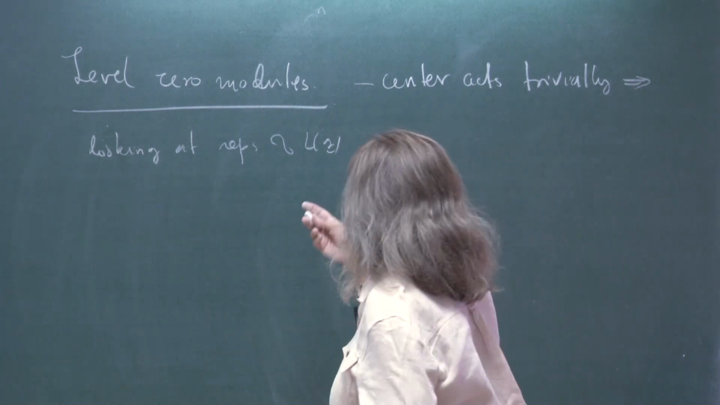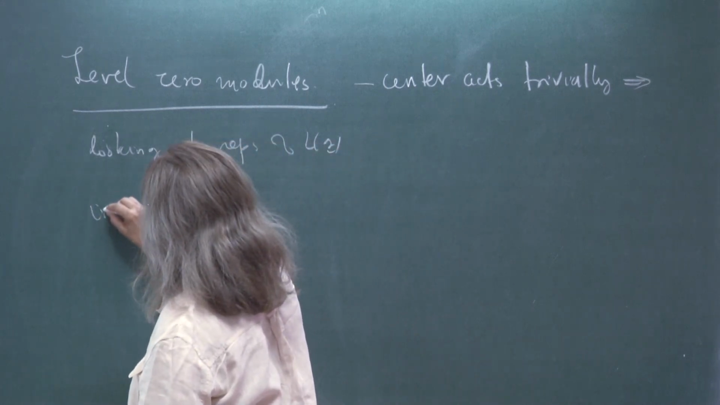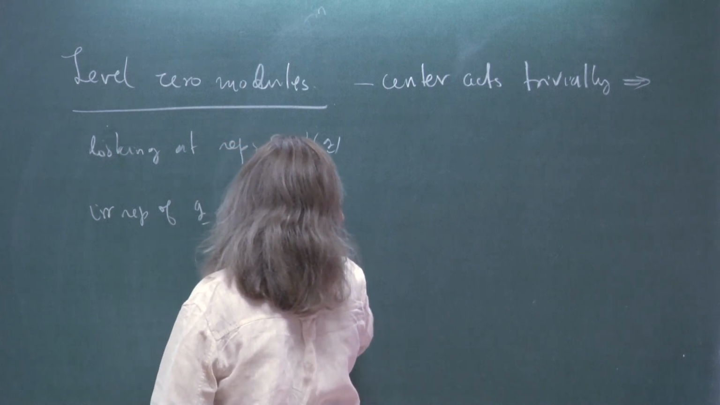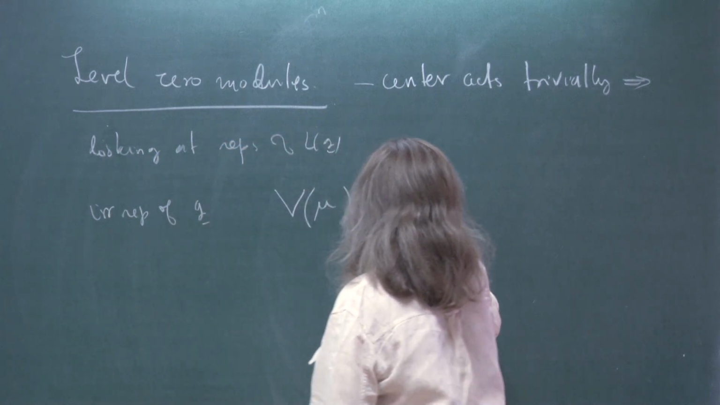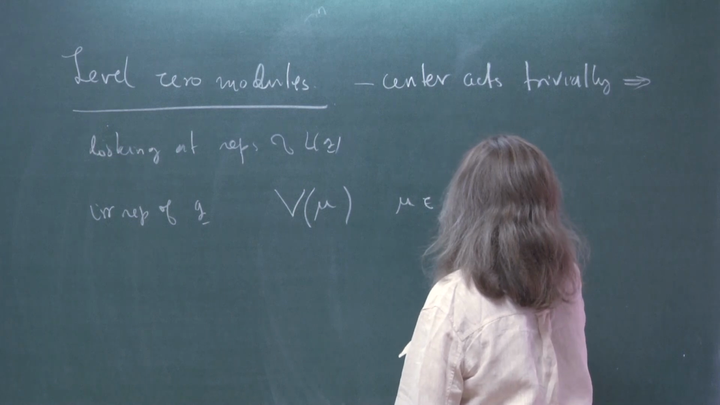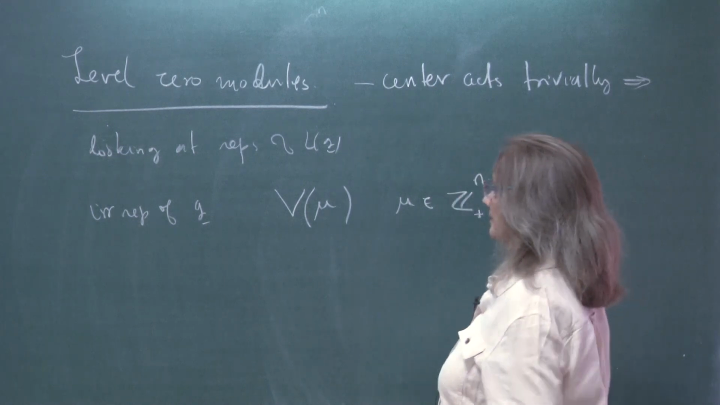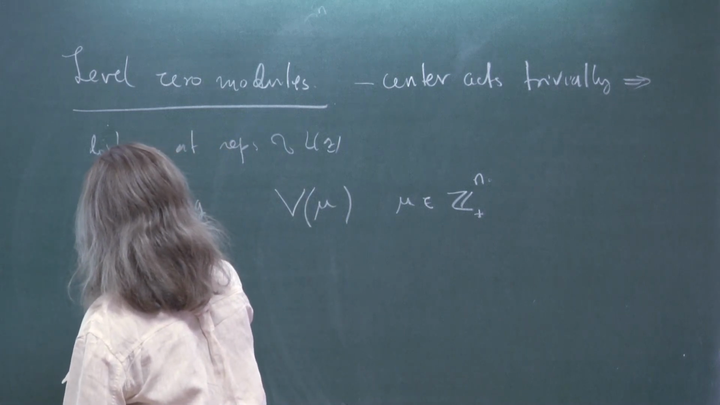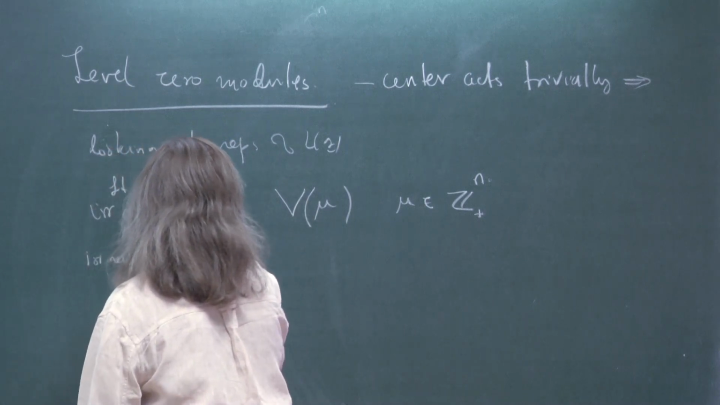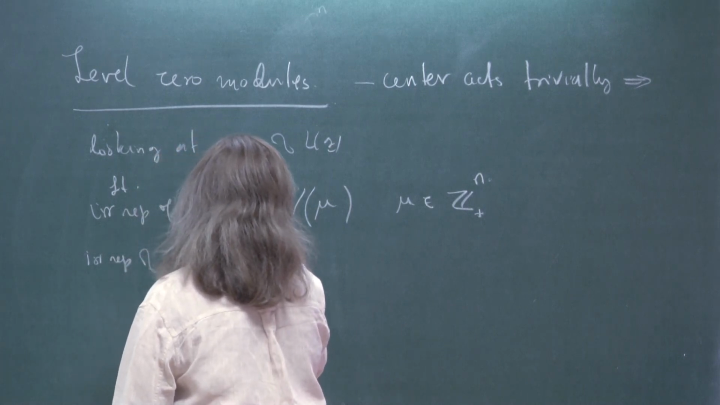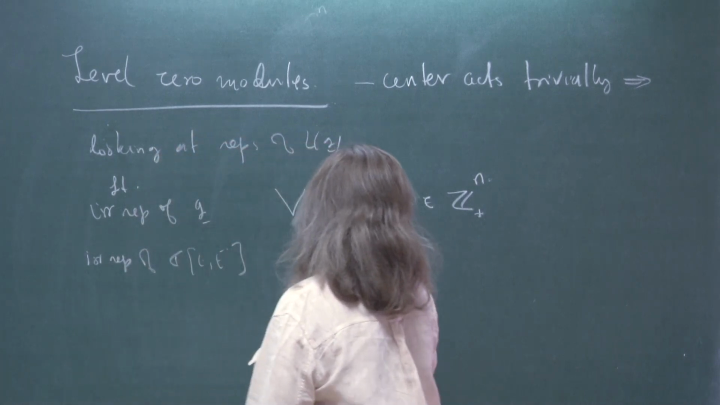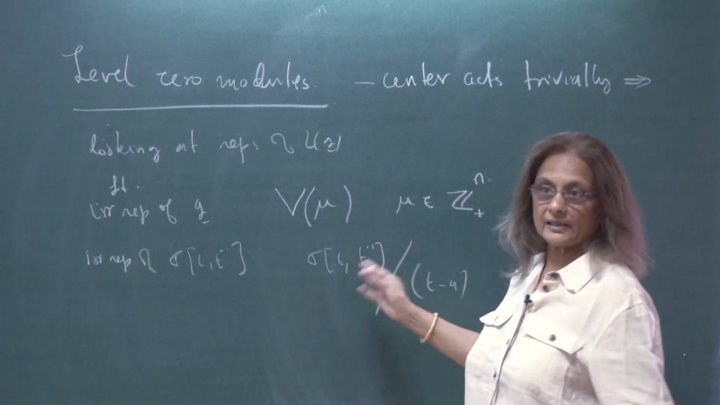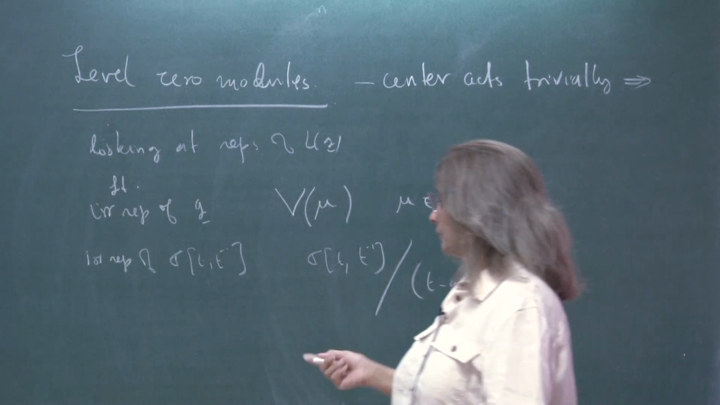So what is an irreducible representation of g? I've just told you. It's given by integers, V mu, where mu is in Z plus to the n, non-negative integers, irreducible finite dimensional. What are irreducible representations of the Laurent polynomial ring? Well, those are just quotients by maximal ideals, one-dimensional modules. So these are given by the evaluation map. So you glue the two together.